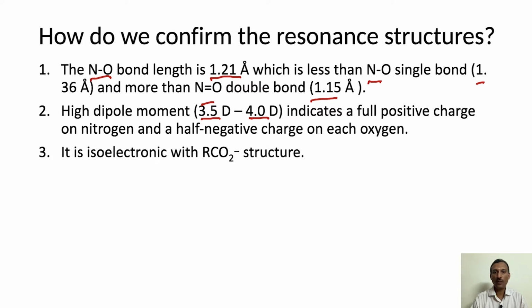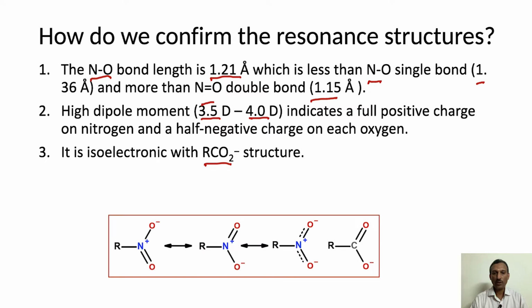And also we have seen that the nitro compound is isoelectronic with RCO2-, that is the carboxylate anion. When these are isoelectronic, we can say that they will have more or less similar structures. In other words, the structure of the carboxylate anion is very similar to the nitrate ion also. So we can draw the resonance structures, and we have the evidences to prove that the resonance does exist.